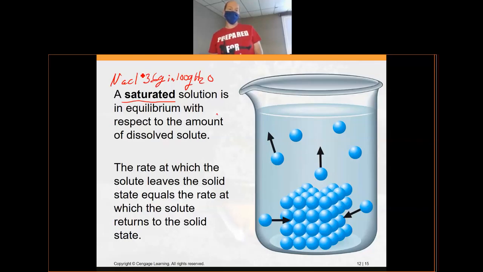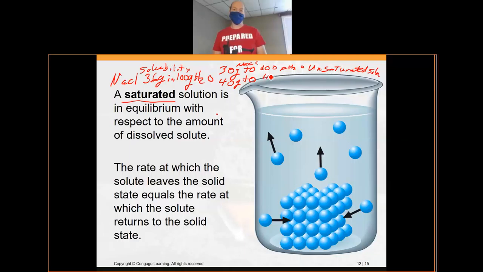So that is the solubility of sodium chloride at 20 or 25 degrees Celsius. And so if we add 30 grams NaCl to 100 grams of water, it will all dissolve, and you have what is called an unsaturated solution. If you add 40 grams to 100 grams of water, you have a saturated solution because only 36 grams will dissolve. The other 4 grams will be in the solid at the bottom of your beaker.